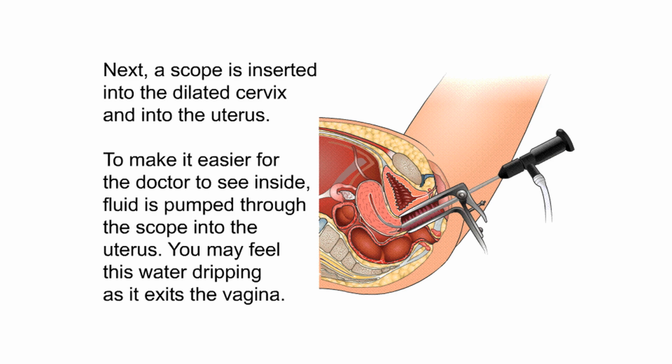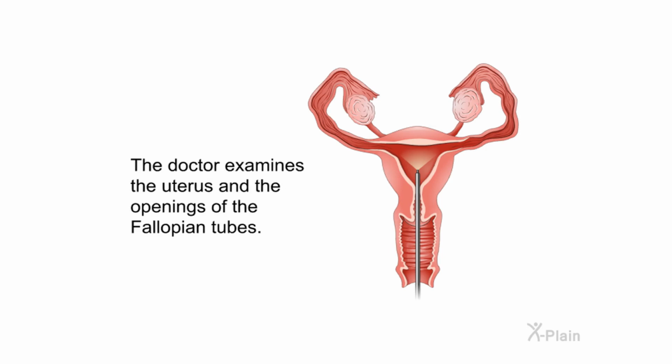Next, a scope is inserted into the dilated cervix and into the uterus. To make it easier for the doctor to see inside, fluid is pumped through the scope into the uterus. You may feel this water dripping as it exits the vagina. The doctor examines the uterus and the openings of the fallopian tubes.